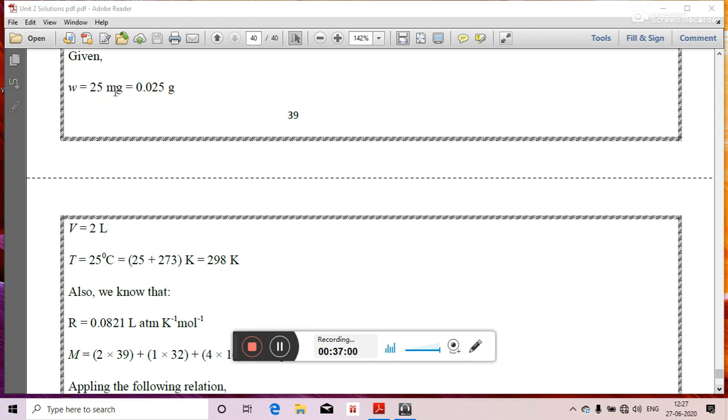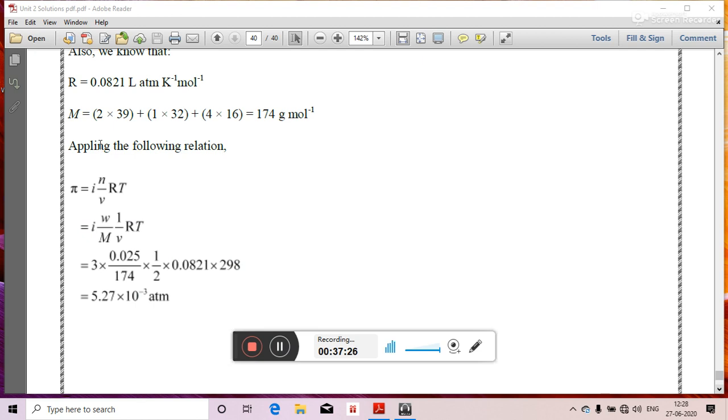Now given quantities are weight equal to 25 milligram, that is equal to 0.025 gram, volume in liter equal to 2 liter, temperature in Kelvin equal to 25 plus 273 equal to 298 Kelvin. Also we know that gas constant, R, equal to 0.0821 liter atmosphere per Kelvin per mole. Molar mass of K2SO4 is 2 times K, that is 2 into 39, plus S, 1 sulfur, so 1 into 32, plus 4 times oxygen, so 4 into 16, equal to 174 gram per mole.